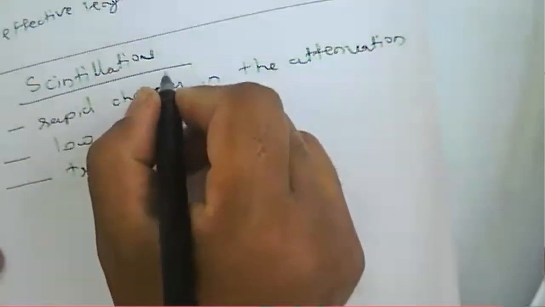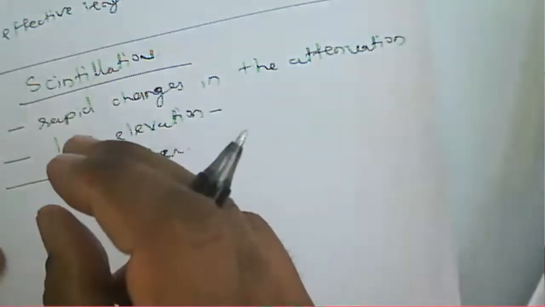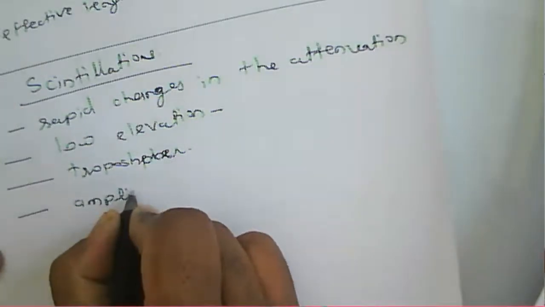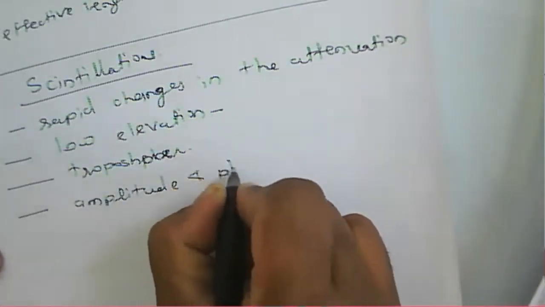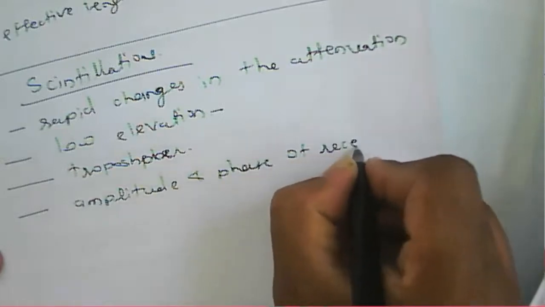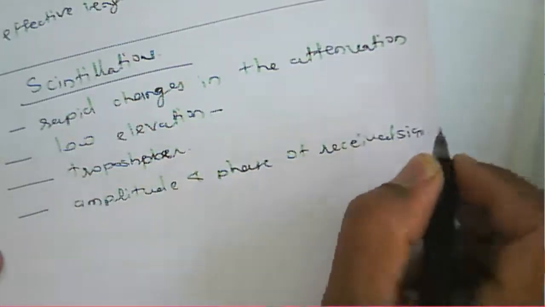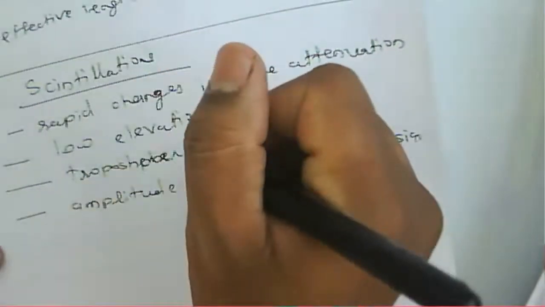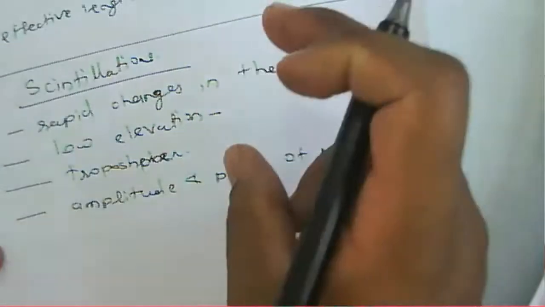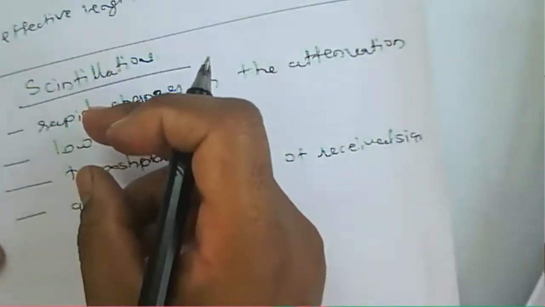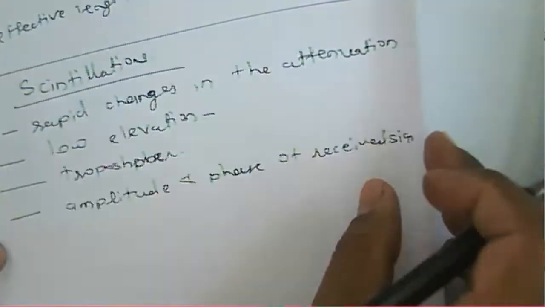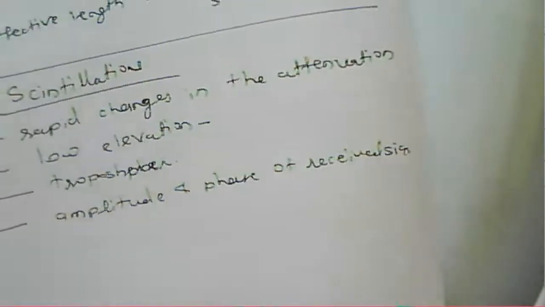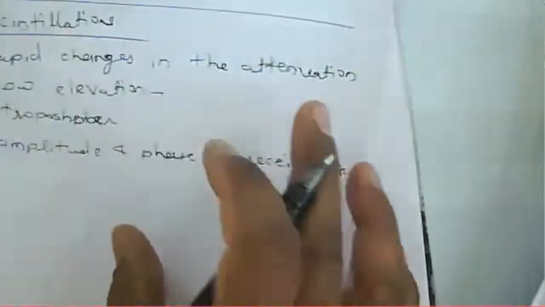And scintillation means what? It changes the amplitude and phase of the signal. We can say the amplitude and phase of a received signal change. And why does this occur? Because of variation in the ionospheric layer, and that variation is caused by day or night. Because of that variation in the ionospheric layer, scintillation occurs.